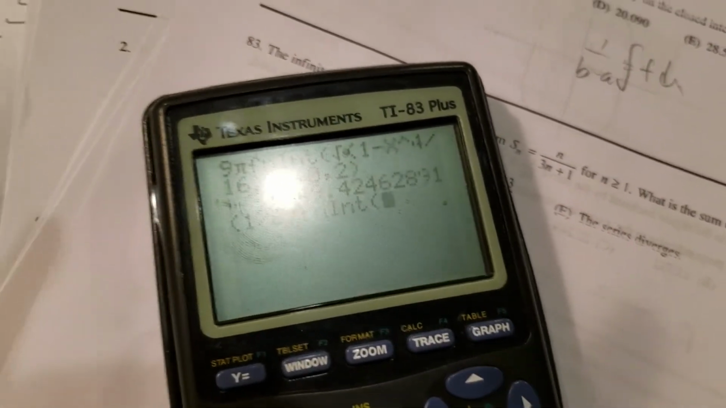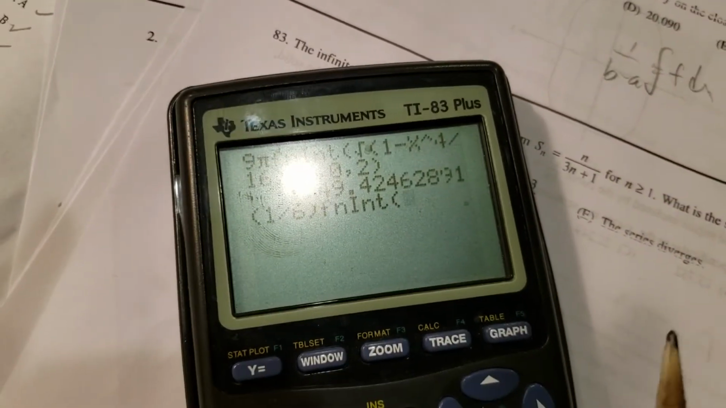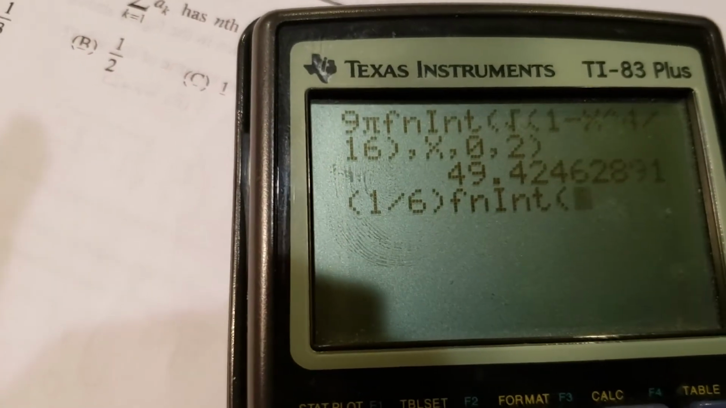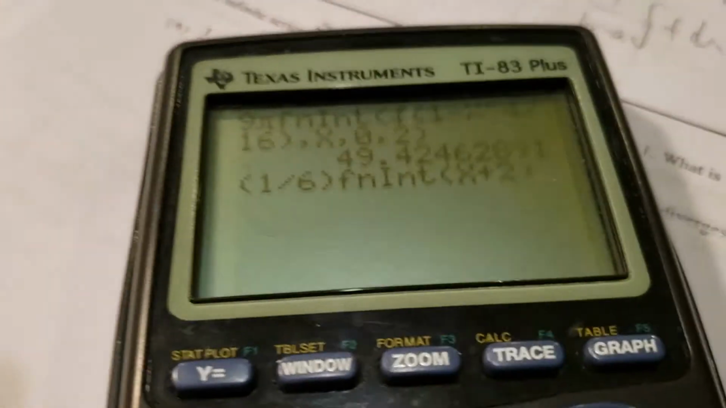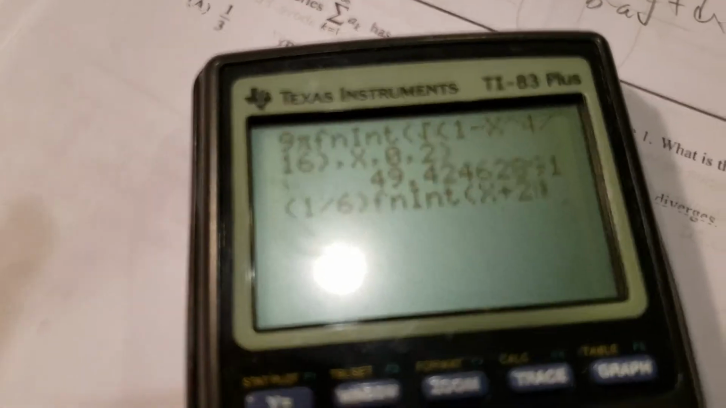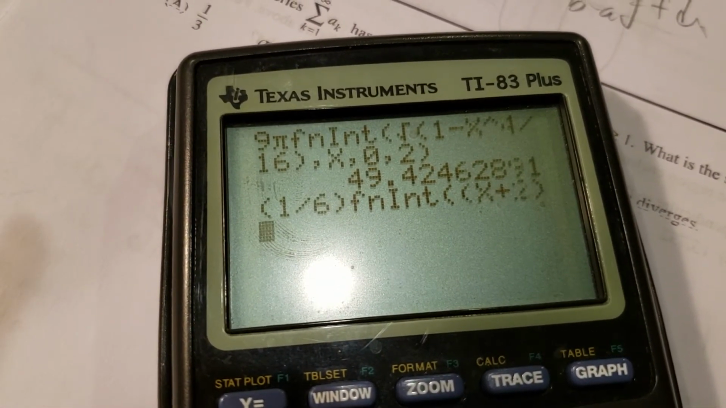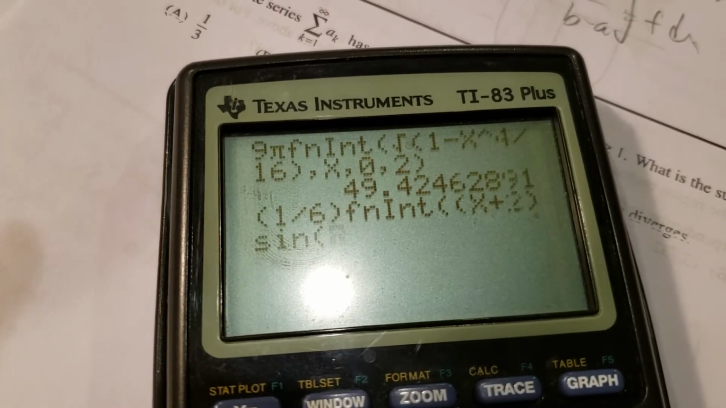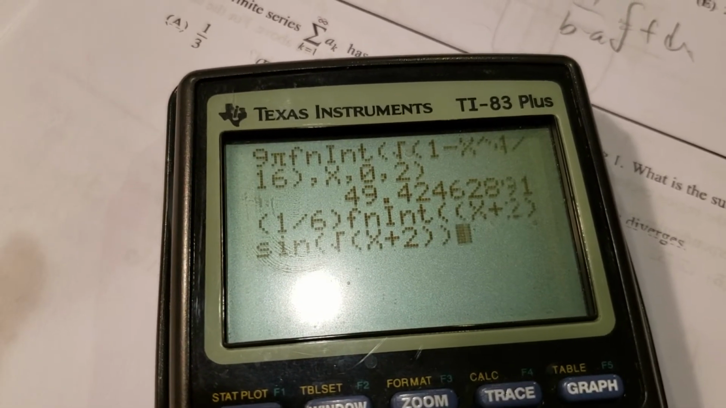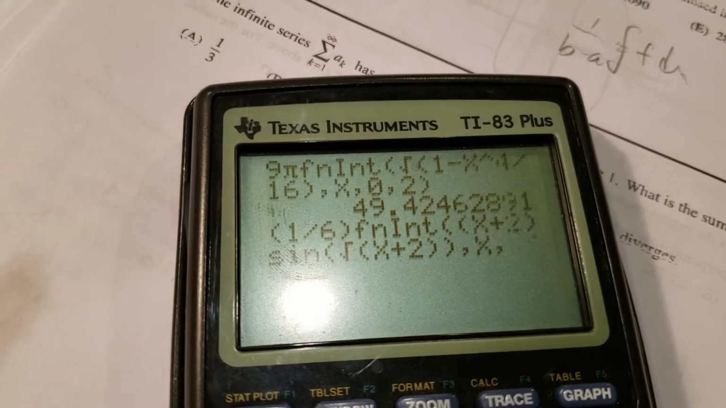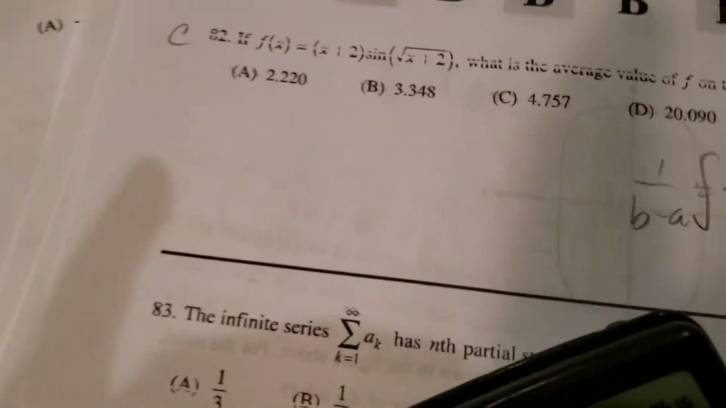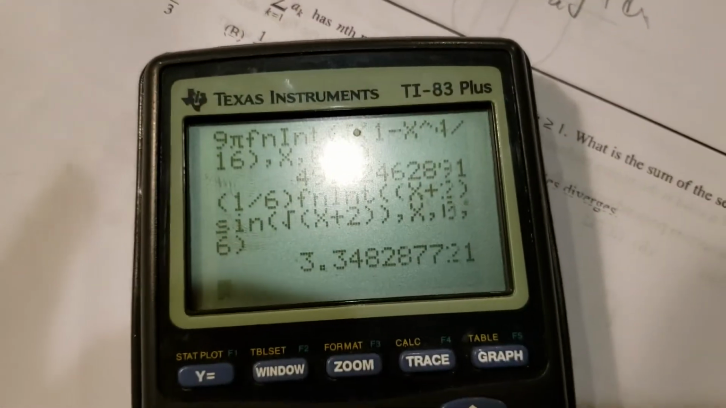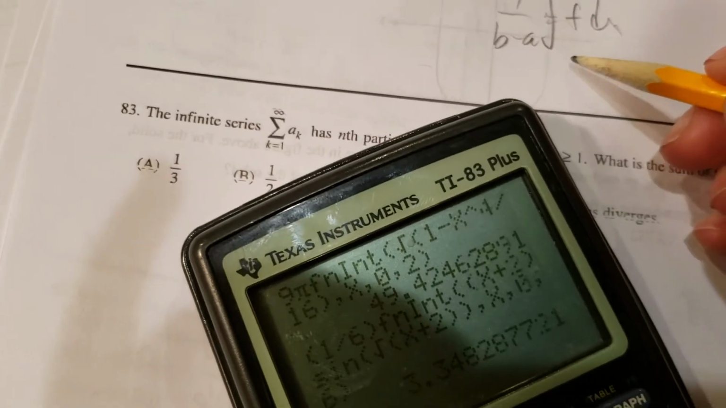Okay. Math 9. That's the integral of x plus 2 sine. Let's see this. Too much light. X plus 2. I should put this in. Damn it. X plus 2. I need another parenthesis here. Sine square root of x plus 2. Okay, comma x, comma, is it 0, comma 6? I think so, yeah. Yep, and I got 3.348, which is choice B. So that's just the formula. Okay, so 82 was B.